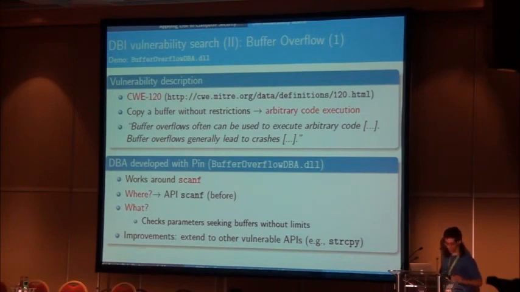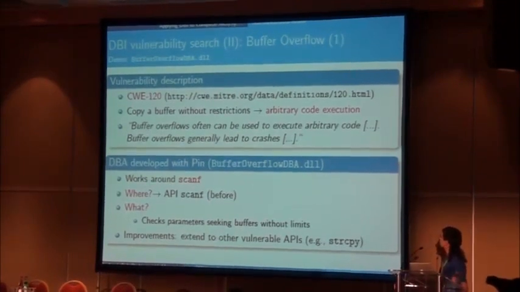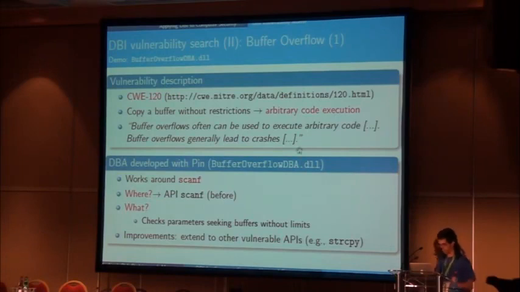In this case, my tool works around the scanf functions, the typical function in C for parsing the input of the user. I have defined that before calling this function, I'm going to check the parameters, looking for buffers that are not being limited somehow. Of course, this tool could be extended to other vulnerable functions, such as string copy. Let me show you.